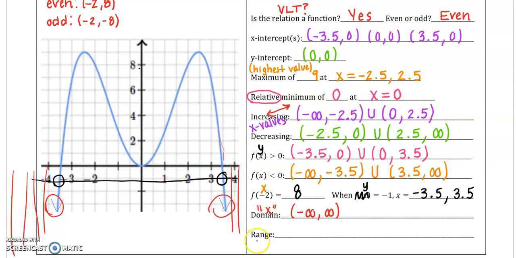For the range, you're thinking about all of the y values. We want to go from the lowest to the highest y value. Looking at our graph, it keeps extending downwards. We don't know the lowest y value, but we know it's negative. The highest y value is going to be 9.